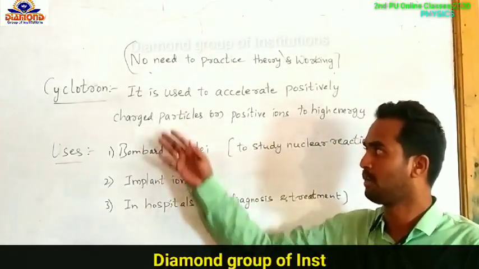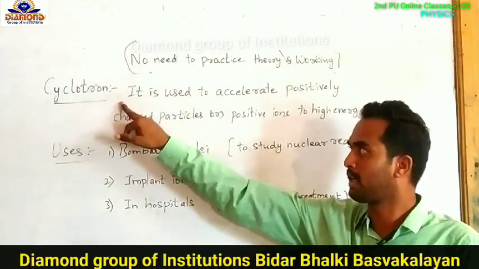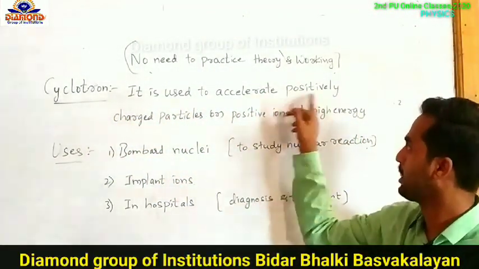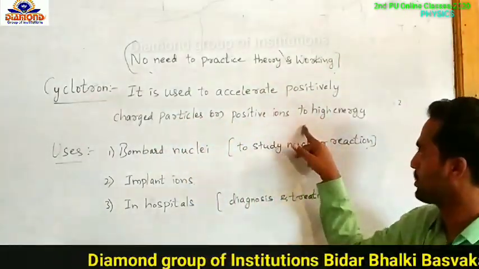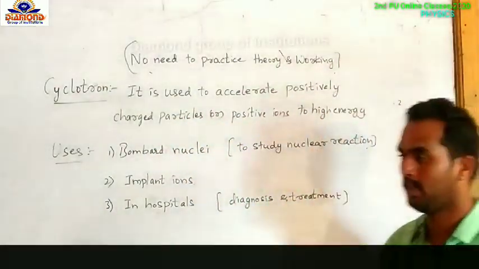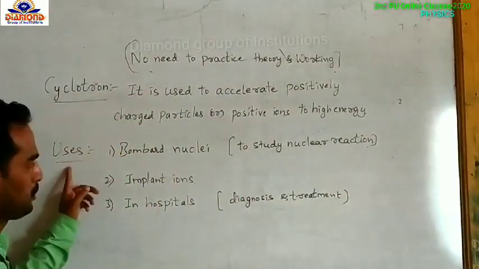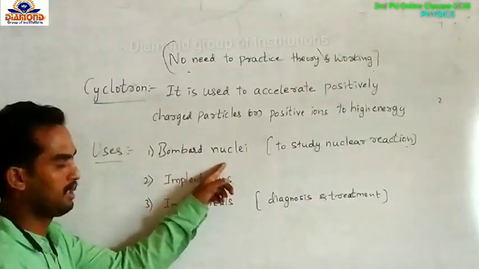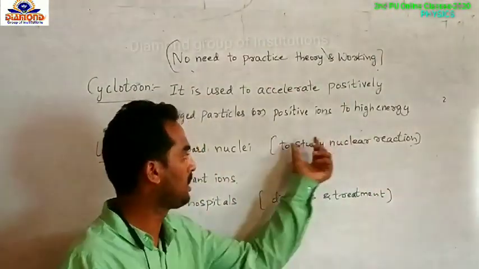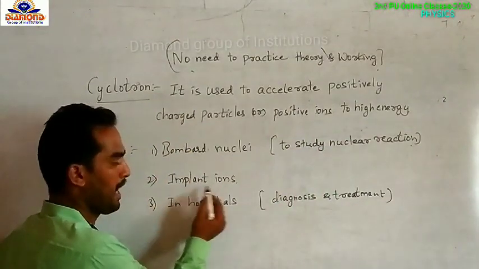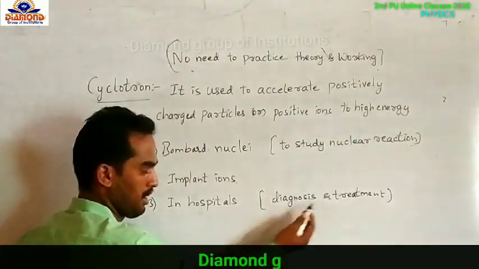So last, cyclotron. A simple 1 mark, 2 marks question. A cyclotron is used to accelerate positively charged particles or positive ions to higher energy levels. It is used to bombard nuclei, that means to study nuclear reactions. Second, to implant ions, and third, in hospitals for diagnosis and treatment.